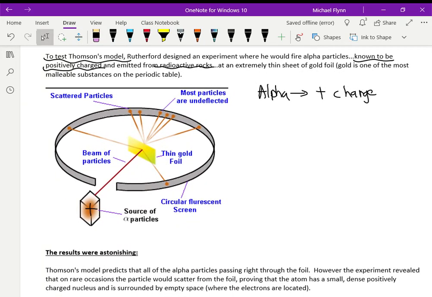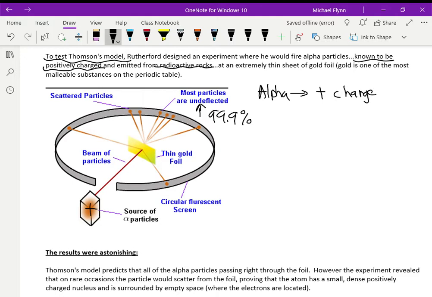Now, most particles, like 99.9%, even more than that probably, you know, go undeflected. In other words, they passed right through the gold foil like it wasn't there. Now, they actually predicted that if atoms are like blueberry muffins, that's what should happen. They should all go through. But that's not what happened.